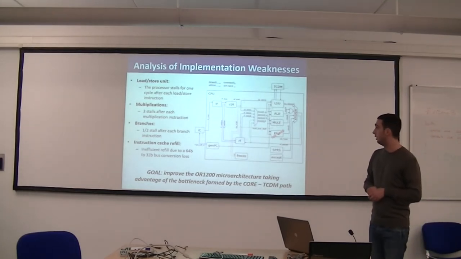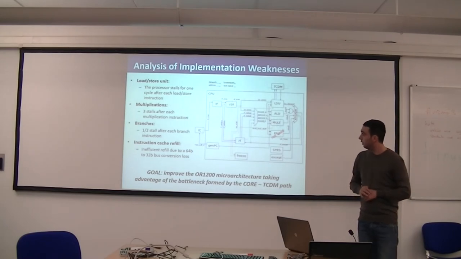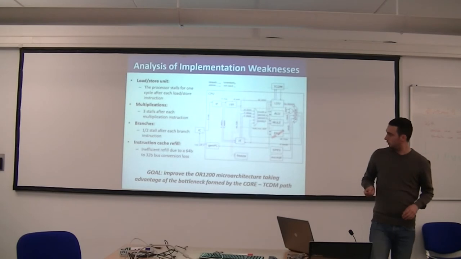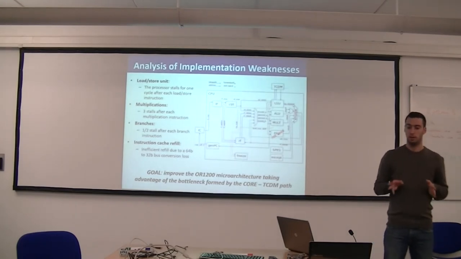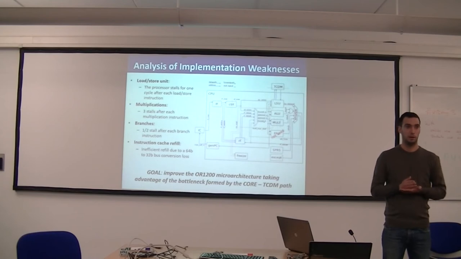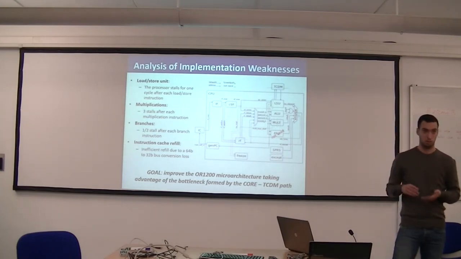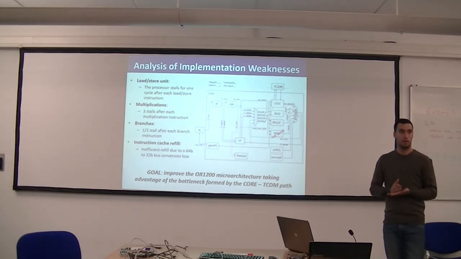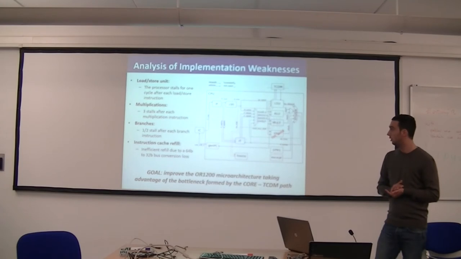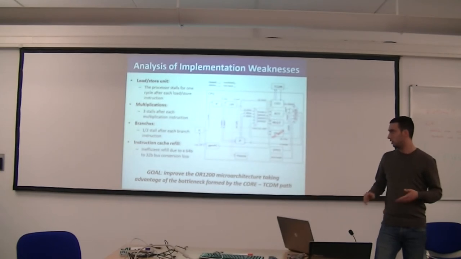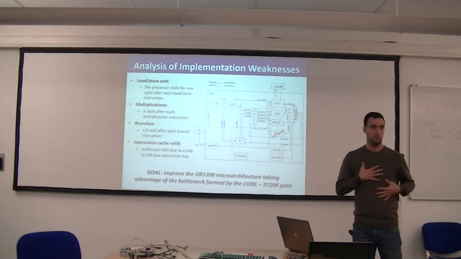So this was not good because we wanted a single cycle access toward the TCDM. So basically, we modified the architecture. And also for the multiplication, there are 3 stalls after each multiplication instruction. And with the branches, we have seen that there is one delay slot which is filled by the compiler, which puts a nop if there is a conditional branch and puts an instruction if the branch is not conditional, plus an additional stall introduced by the pipeline. And we also had a problem with instruction cache refill, which is really related to our specific architecture.